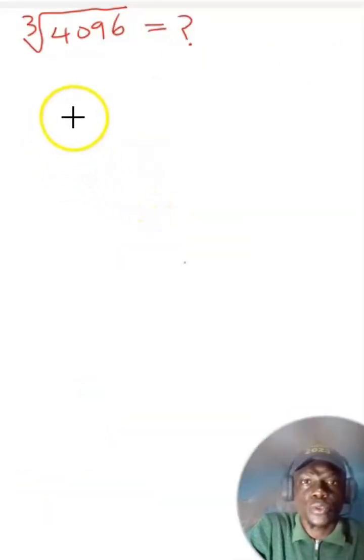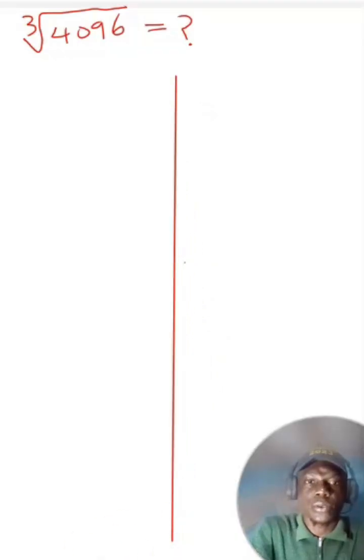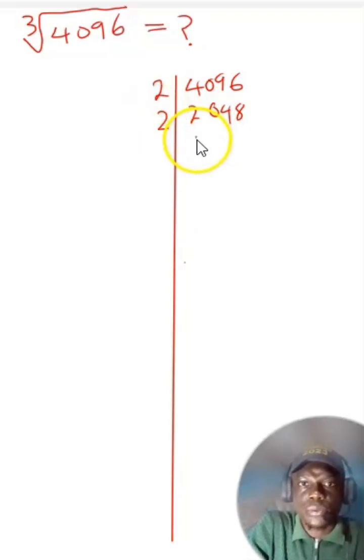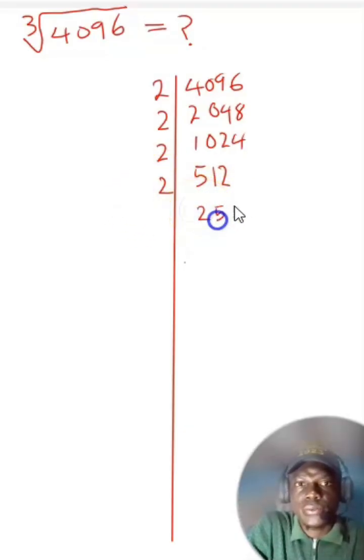We'll be solving for the cube root of 4096 without using a calculator. The first thing we are going to do is express it as a product of prime factors. So we have 4096 divided by 2, which gives us 2048. 2048 divided by 2 will be 1024. 1024 divided by 2 will be 512. 512 divided by 2 is 256.